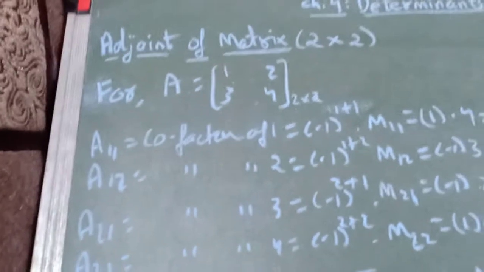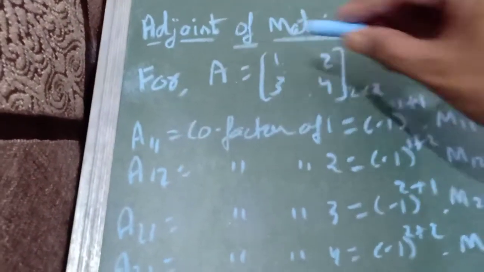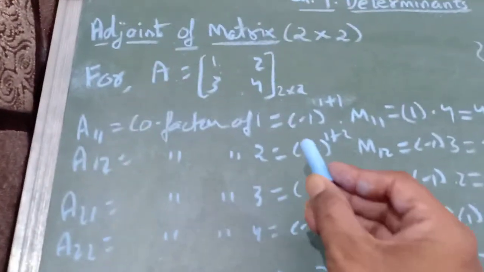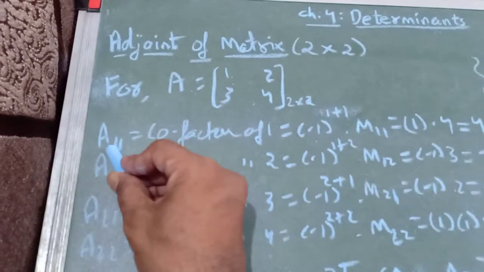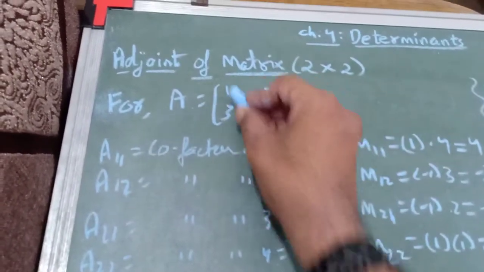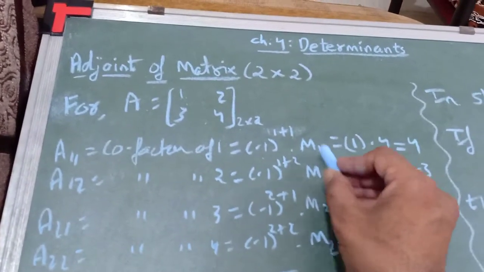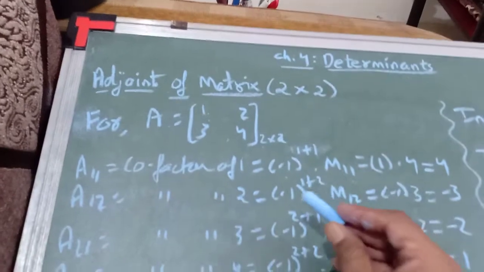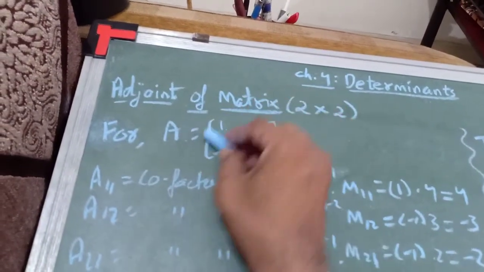Then first we will find A11, that is the cofactor of 1. A11 is the cofactor of 1, so that is equal to minus 1 raised to 1 plus 1. It is present in the first row and first column, so 1 plus 1 into M11, the minor of 1 1. How to find the minor of 1 1? Remove the row and the column in which this 1 is present, so what remains is 4.